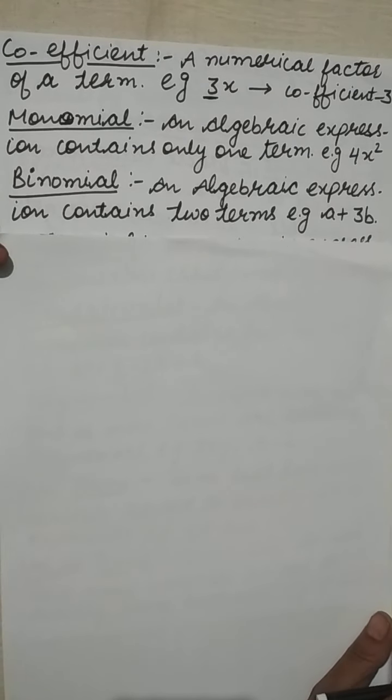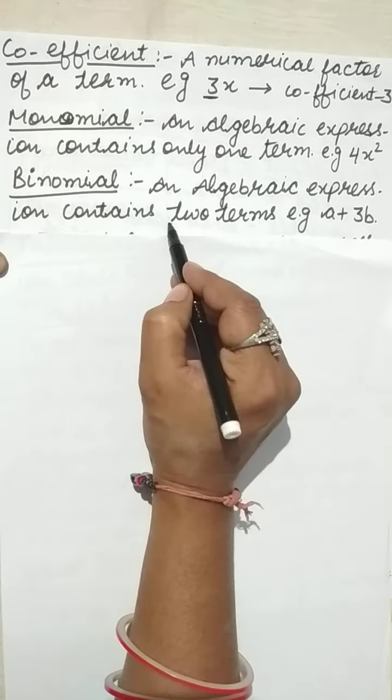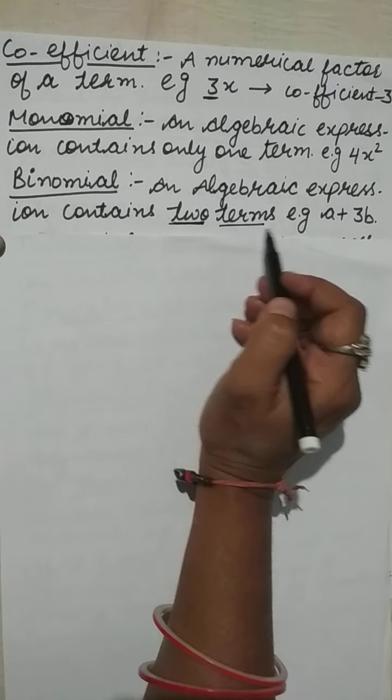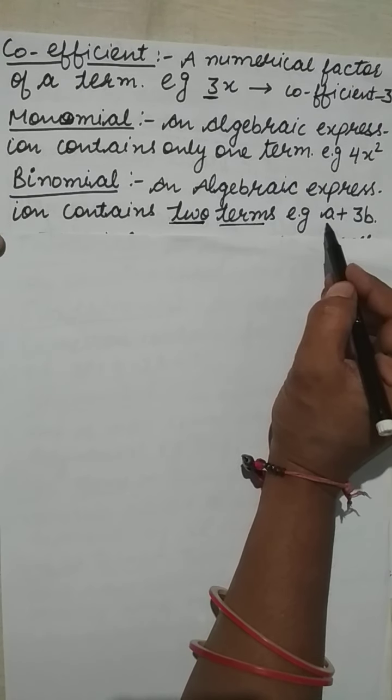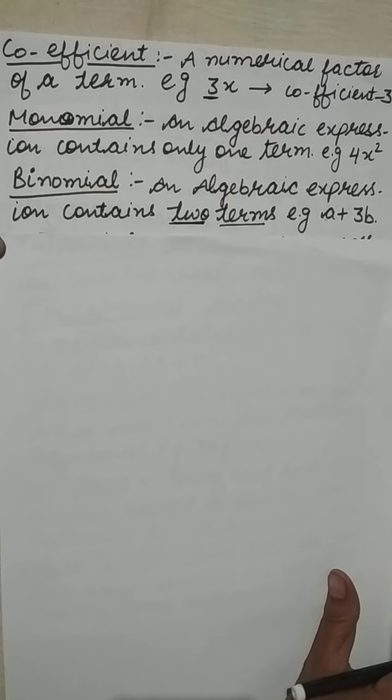Next is binomial. Bi means two. So the algebraic expression which contains two terms is known as a binomial. Like a plus 3b, it has two terms, so this is known as a binomial.